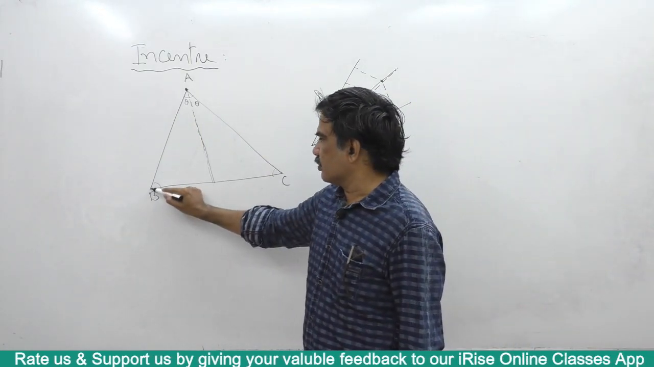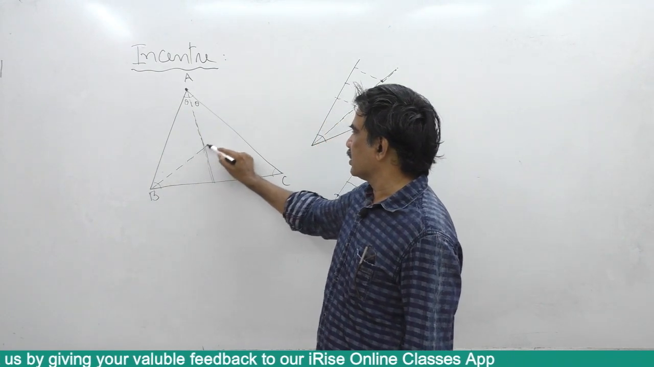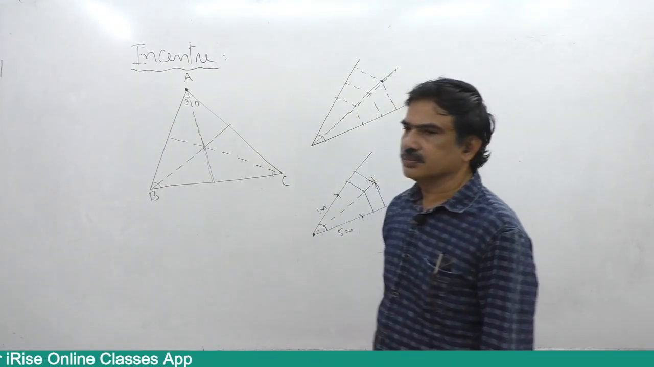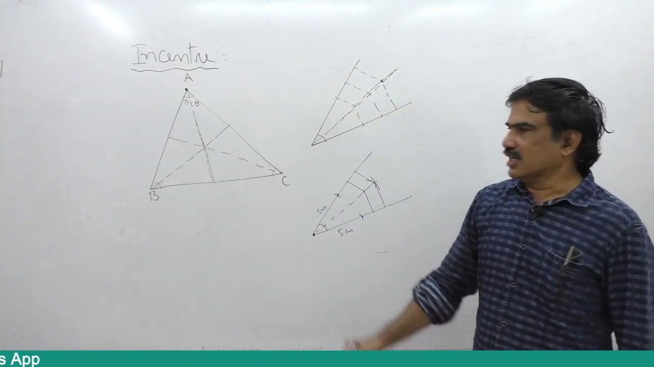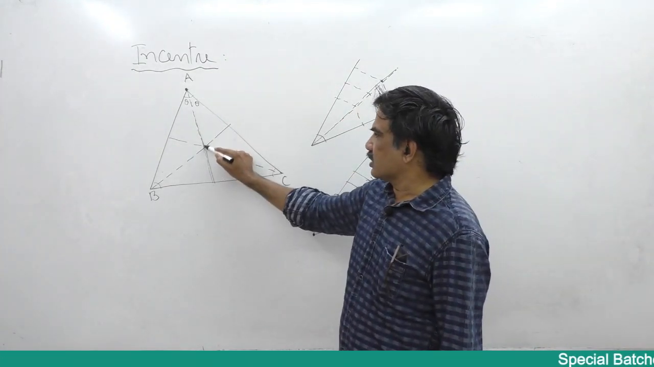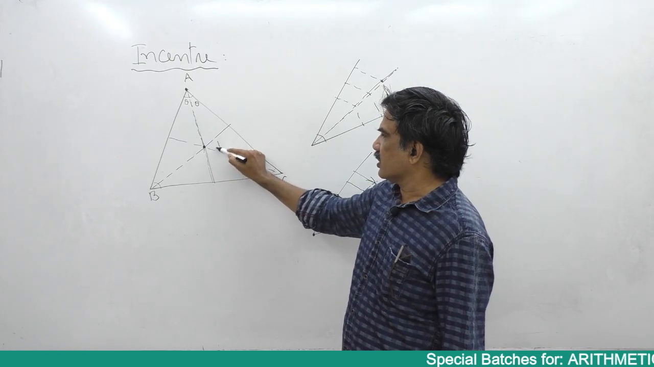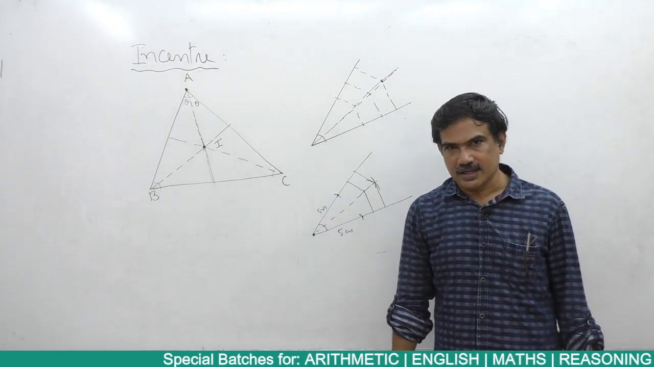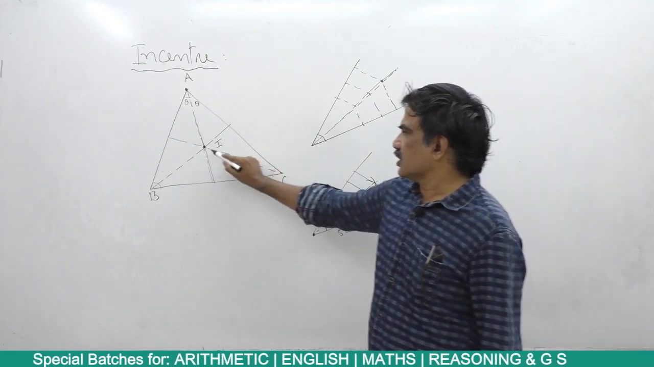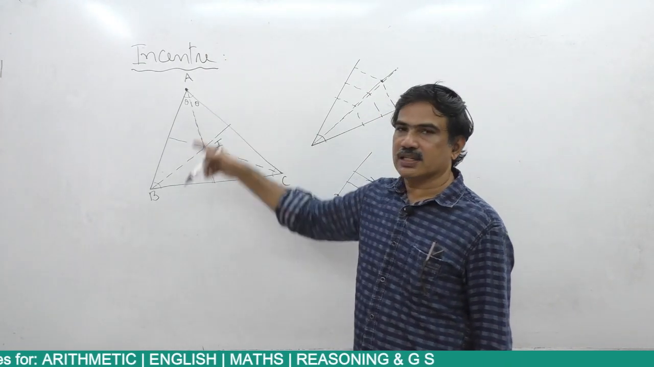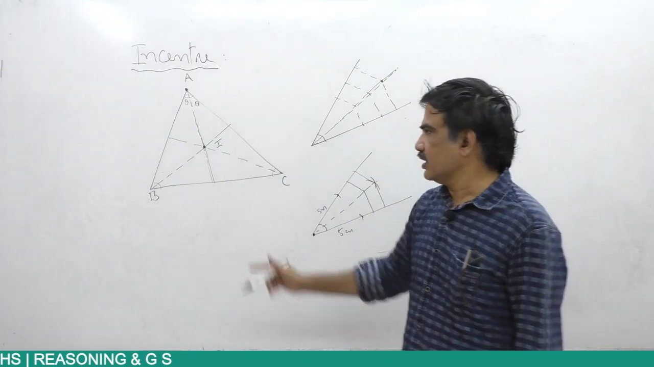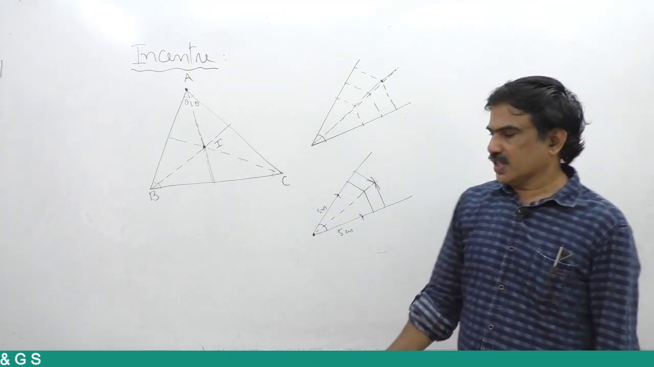Similarly, draw the angular bisector of B. This is the angular bisector of B, and this is the angular bisector of C. The three internal angular bisectors are concurrent and the point of concurrency is called the incenter, denoted by capital I. The point of concurrency of internal angular bisectors is called the incenter.